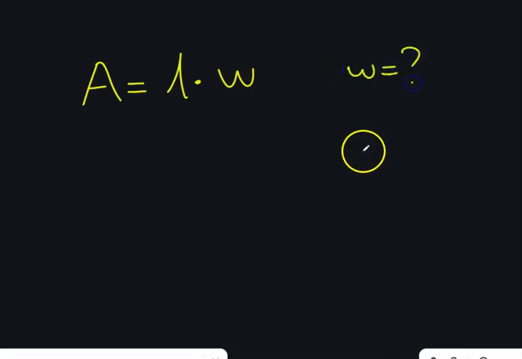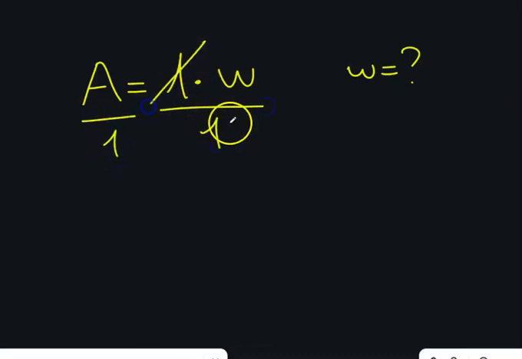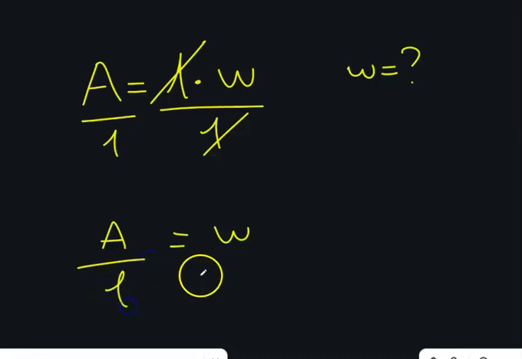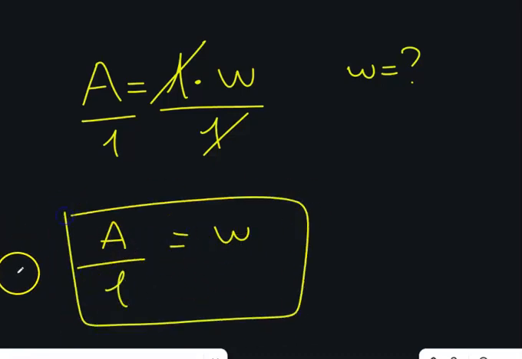Let's do some examples of formulas. Let's say we have the formula for the area of a rectangle. A equals length times width. Let's solve the formula for width. We are looking for width, so we need to isolate it. We have length times width, so we need to get rid of L. Divide both sides by L. The L's are gone on the right side. On the left side, I have area divided by L. So width equals area divided by L.